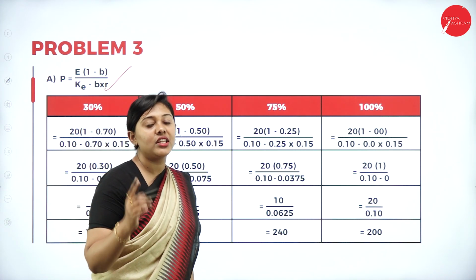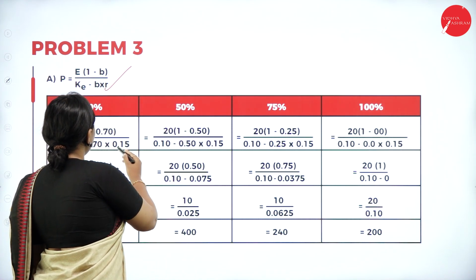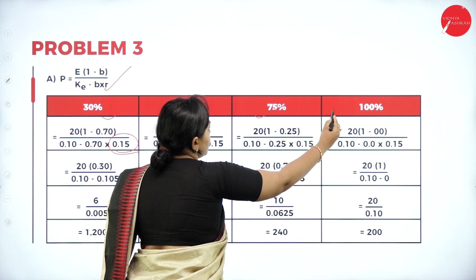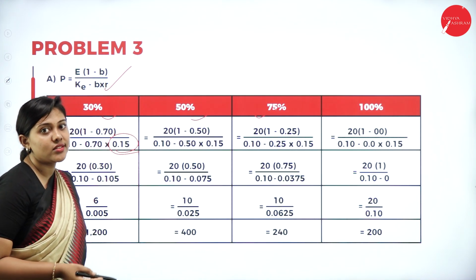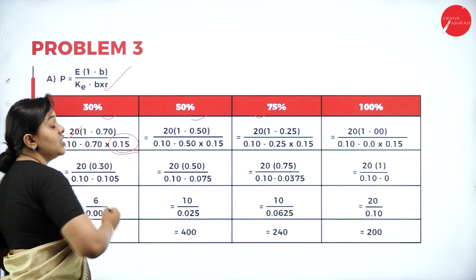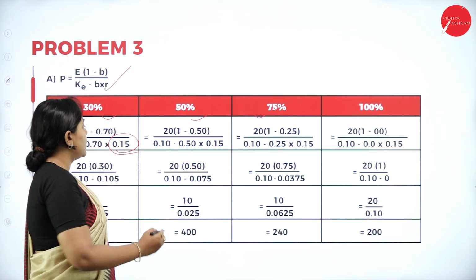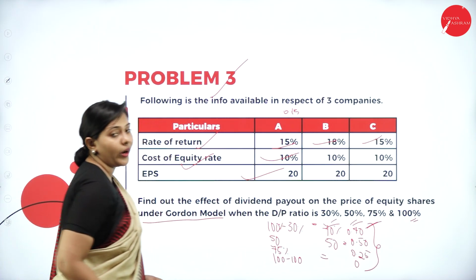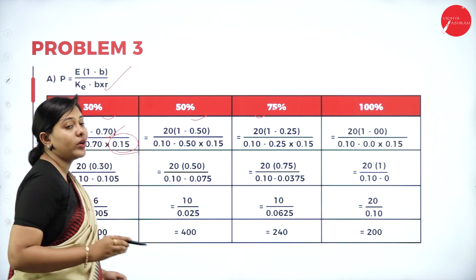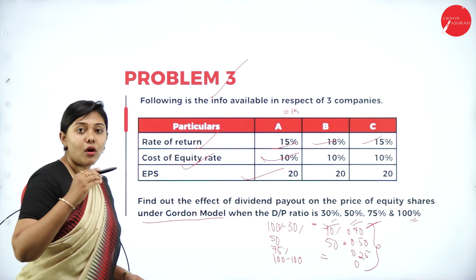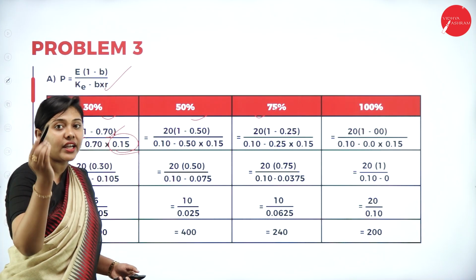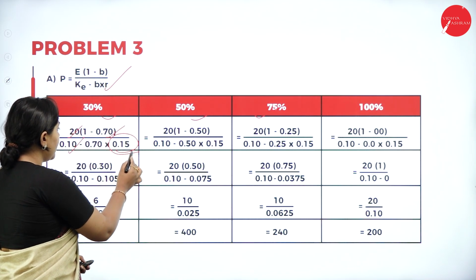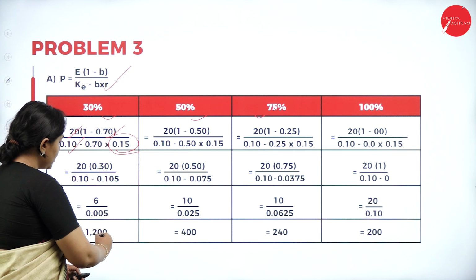So only the rate of return varies. So when the rate of return is 15%, the dividend payout ratio is 30%, 50%, 75% and 100%. What are the changes that we can see? So 20 rupees is the earnings that we have taken. 1 minus B, your retention ratio as we have calculated here, 0.70. Next we have taken your equity capitalization rate, that is 10% for all the cases. Again the retention ratio into the rate of return. If you substitute the values, you'll get 1200.